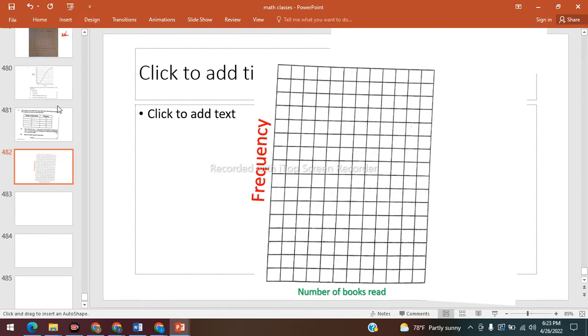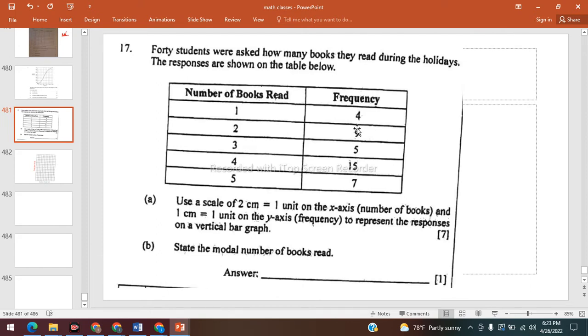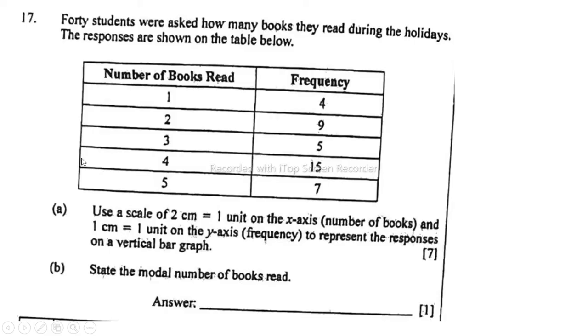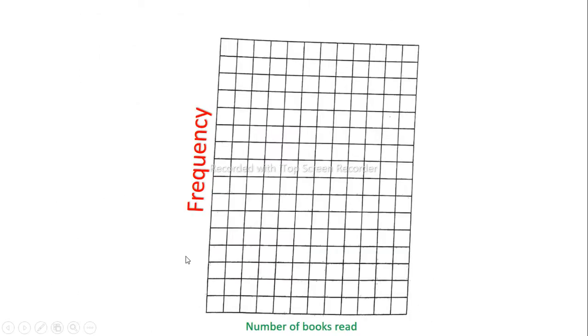Okay, so what we need to do is go up to 15 on the frequency side. They say on the y-axis, 1 centimeter to 1 unit. So every centimeter is a unit. Let's do that. Again, 1 centimeter equals 1 unit on the y-axis for the frequency. That means we need to do 1 centimeter for every unit. So every block is 1. As for the y-axis, the one that goes up and down, every centimeter is 1.